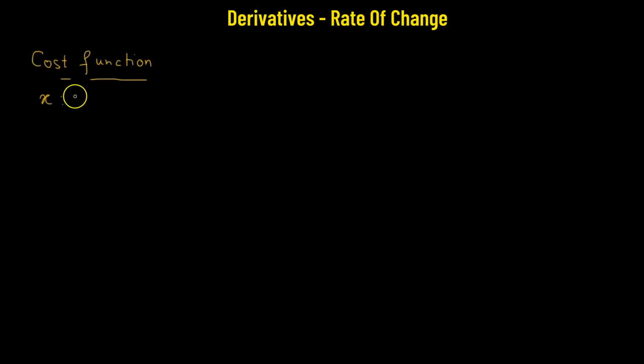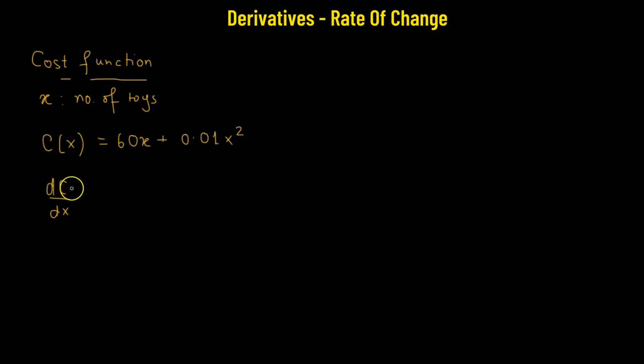So let's say we consider a cost function. Let's assume x represents the number of toys. The cost of buying these toys is based on the formula 60x plus 0.01x squared. Now we want to study the change in cost with respect to the change in number of toys. That means we want to find out dc over dx, the instantaneous change in cost when there is a change in number of toys.